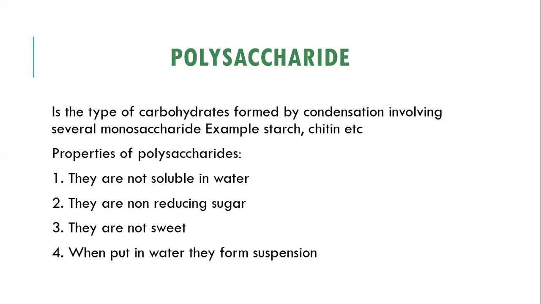Let's wrap up with the polysaccharide. A polysaccharide is a type of carbohydrate formed by condensation involving several monosaccharides. Examples are starch, chitin, etc. So polysaccharides are kinds of carbohydrates formed by the condensation of many monosaccharides. An example is starch.